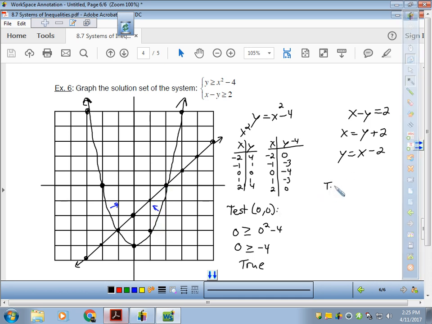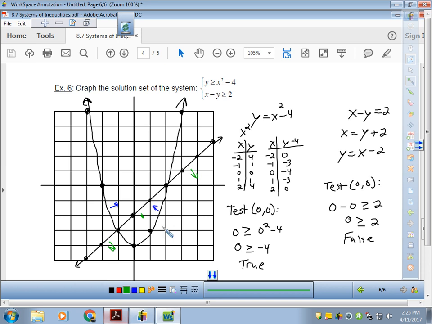So again, I'll do a test point of 0, 0 because it's not on the line. So 0 minus 0 is greater than or equal to 2. 0 minus 0 is 0. So is 0 greater than or equal to 2? No, that one is false. So with this line, we want to shade so that we don't include 0, 0. So I want to be shading away from 0, 0.